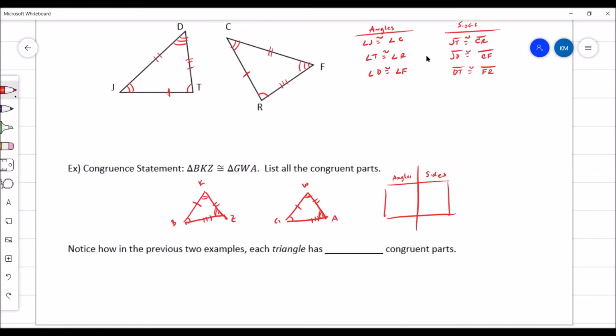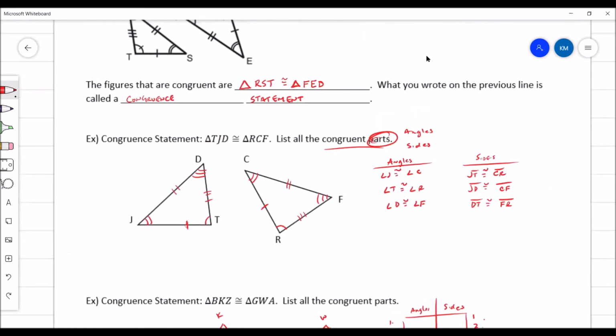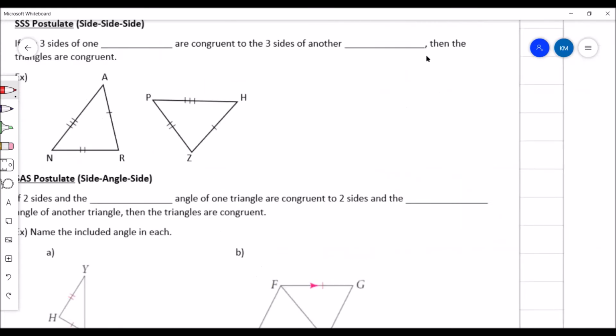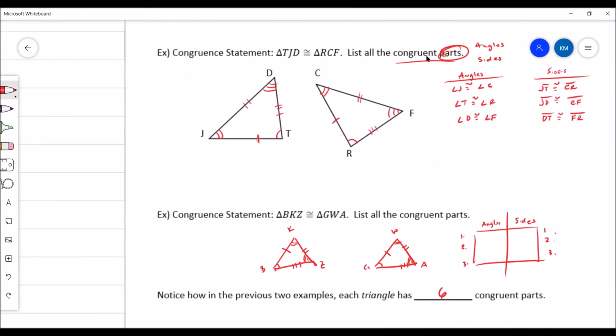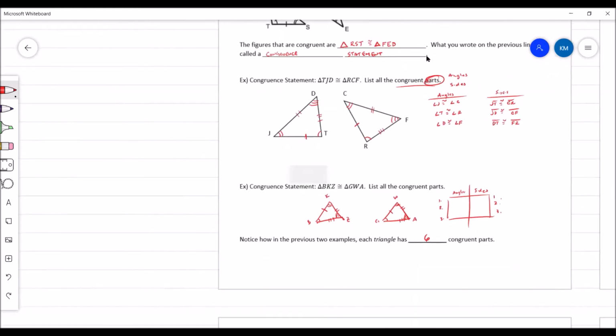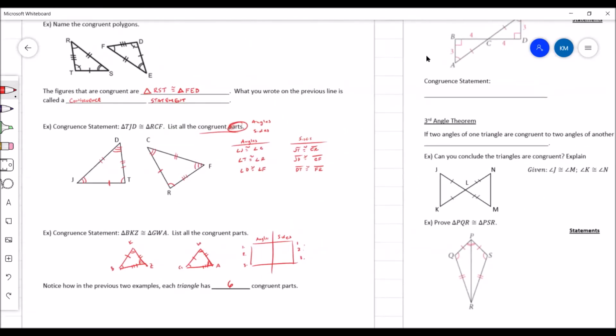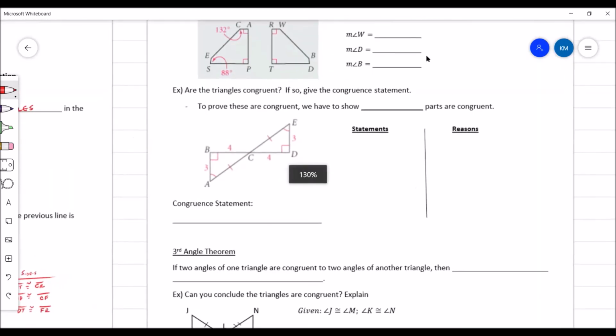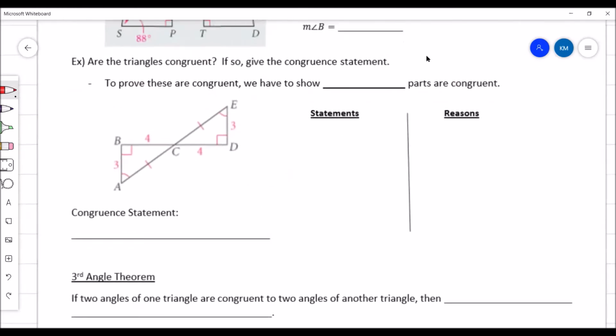All right, notice how in the previous two examples, each triangle has 6 congruent parts. Okay, there are going to be 1, 2, 3 pairs of congruent angles, which we marked here, but I didn't write here. There are going to be 1, 2, 3 pairs of congruent sides. Again, we marked here, but I didn't write here. So in all these triangles, and even up here, we have 6 congruent parts. That's going to be important for us as we go through this chapter, because in this chapter, we're going to be talking about congruency in triangles.